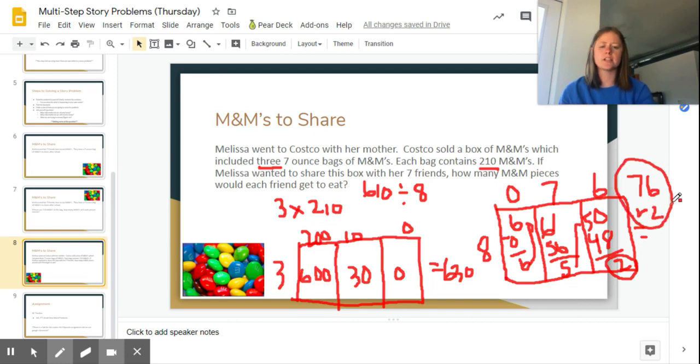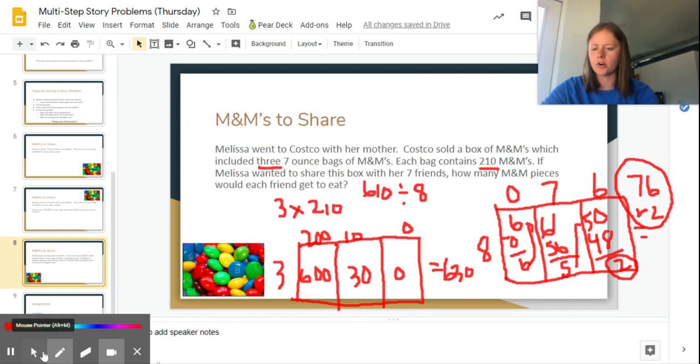Okay, so notice in a problem like this, we had to multiply and then we had to divide. So in the first problem, when we did it on Tuesday, it was strictly just adding, and then at the end we had to subtract. This time in one problem, we had to multiply and then we had to divide. Okay? All right, so I'll show you the assignment.